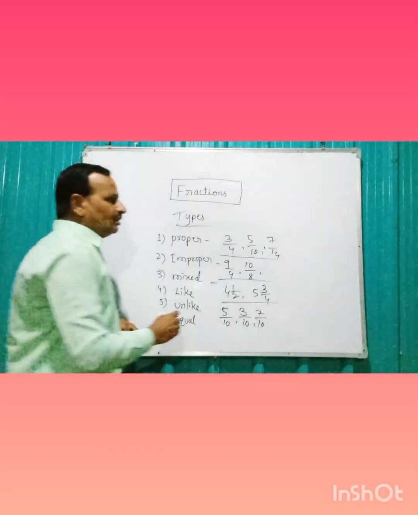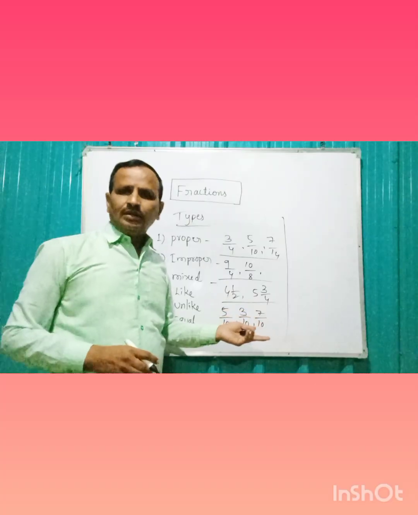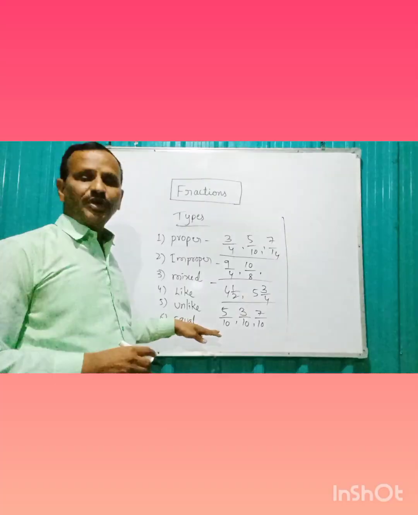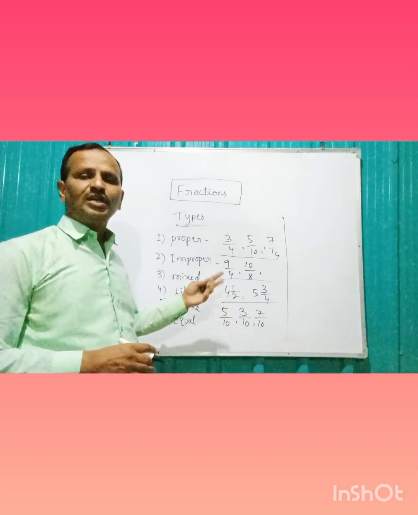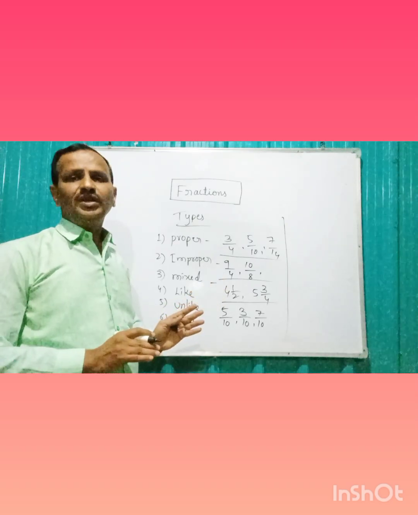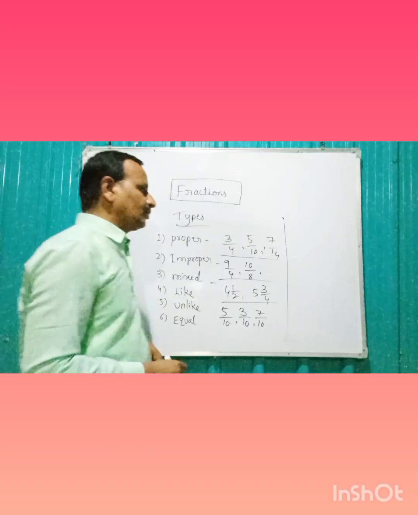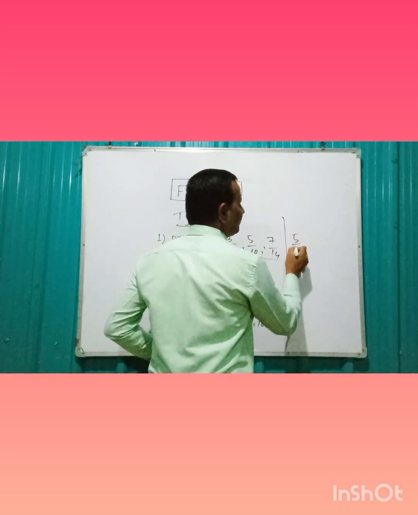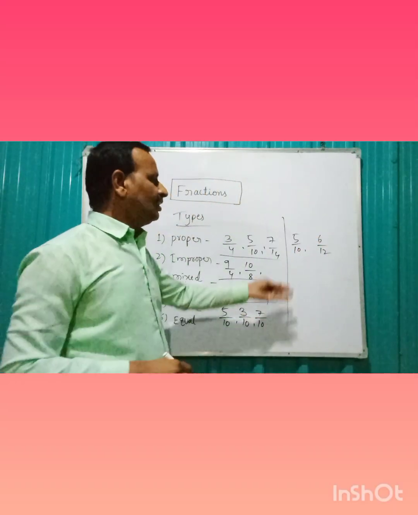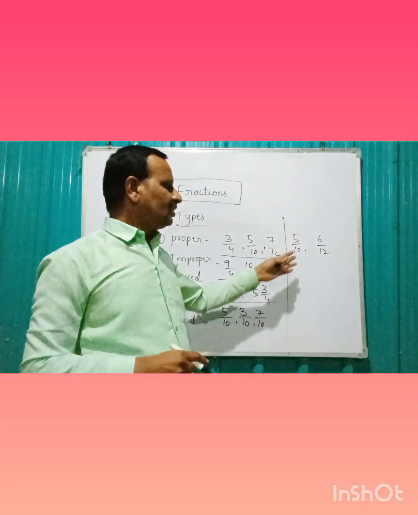Equal fraction. Equal fractions are fractions where neither the numerator nor the denominator is the same. Here the numerator and denominator are both different, but the fractions have equal values. Such fractions are called equal fractions. I will show an example. For example, 5 by 10 is one fraction and another fraction is 6 by 12. Both do not have an equal denominator or equal numerator, but we can say these are equal fractions.